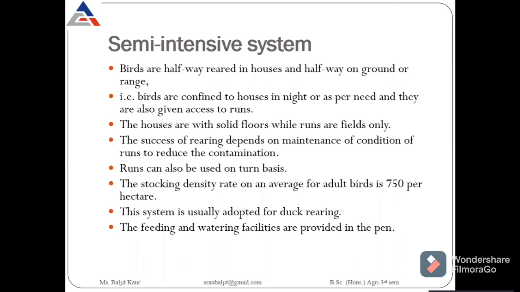Runs can also be used on a turn basis, like these fields can be used on a turn basis as in the case of the extensive system. The stocking density for adult birds is 750 birds per hectare. So we can rear 750 adult birds per hectare in the semi-intensive system. This system is usually adopted for duck rearing, and the feeding and watering facilities are provided in the pen, that is in the house.